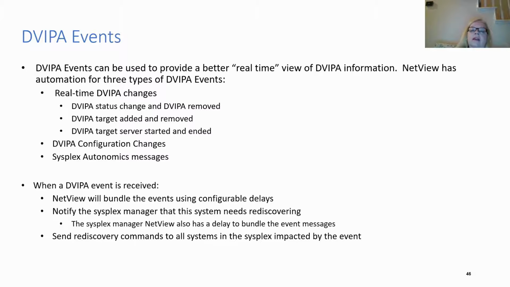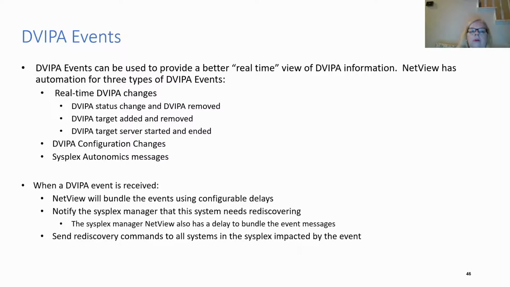So the eventing lets you keep your data current. Once you enable that DVIPA tower, the eventing is enabled by default, so if you don't want this, you'll need to disable it. What it does is give you real-time DVIPA changes, like a status change, if one's removed, if a target is added or removed, or a target server is started and ended.